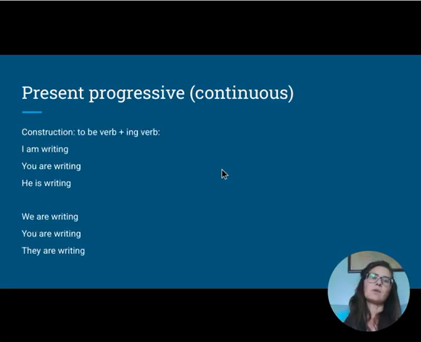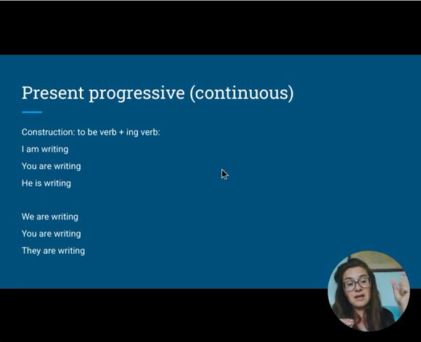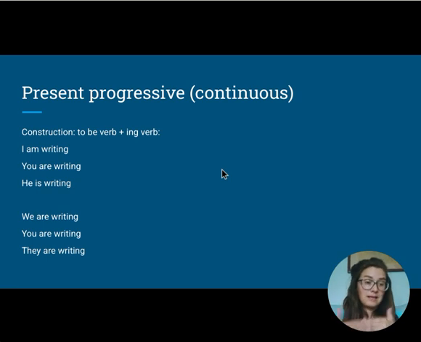Okay, the next category we're going to talk about is the present progressive, or present continuous, it's called. The way you construct this is you take the to be verb in the present tense, and then you add on the ing verb. This is the continuous or progressive form of a verb. So you take the verb and attach to it ing, which shows that it's continuing to happen, or it's an ongoing process or ongoing event or ongoing action. I am writing, you are writing, he is writing. Those are the singular forms, and then you can see the plural forms underneath.